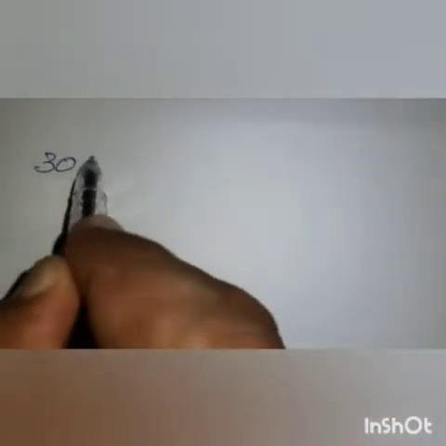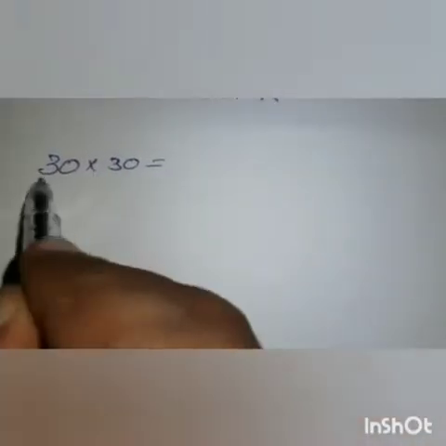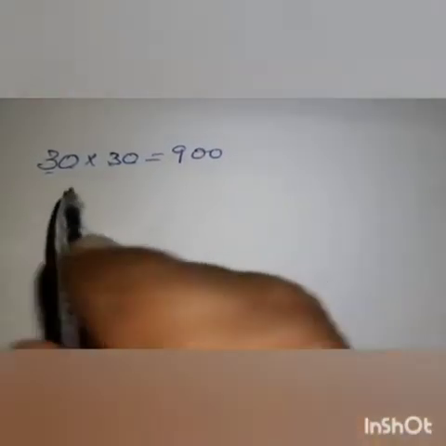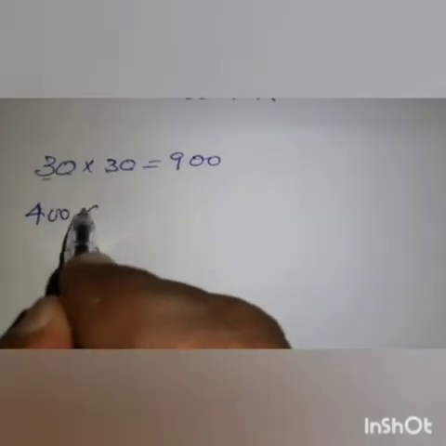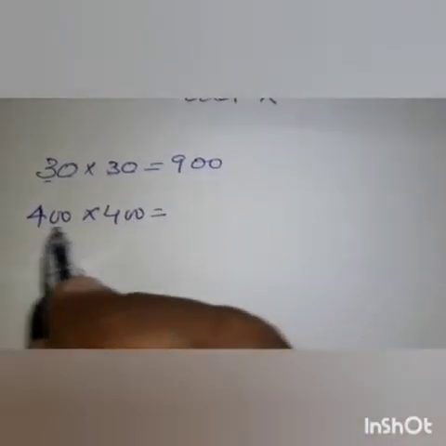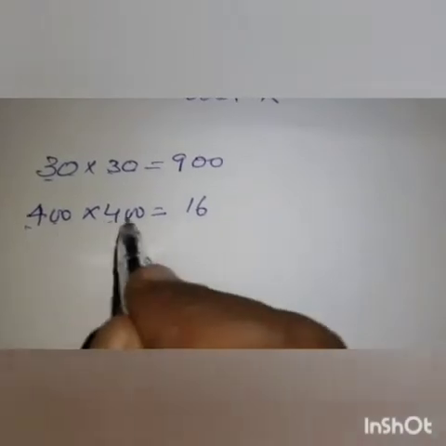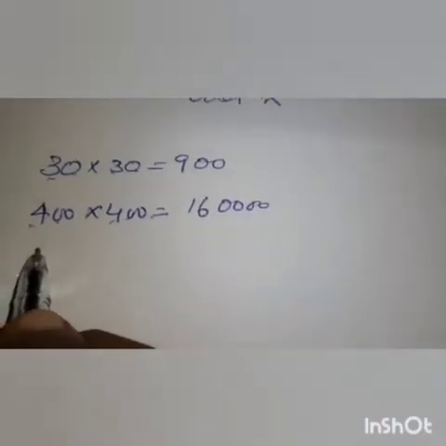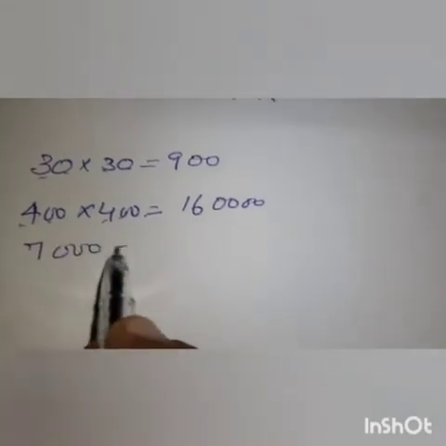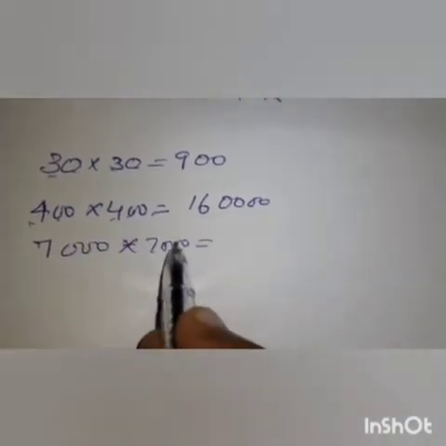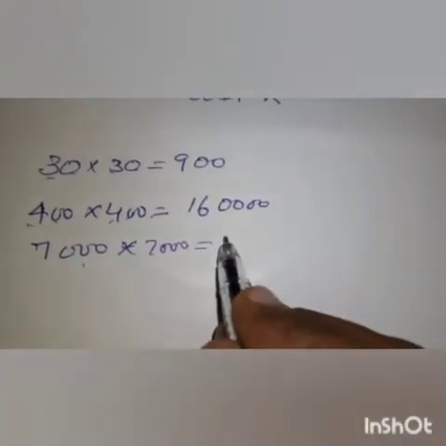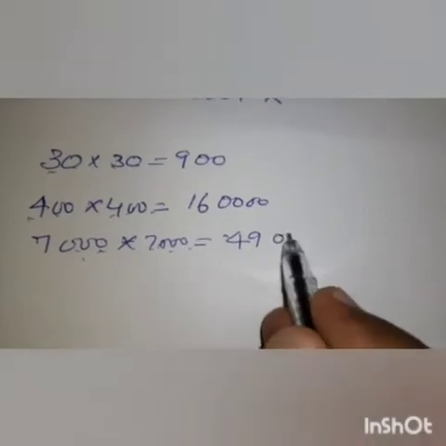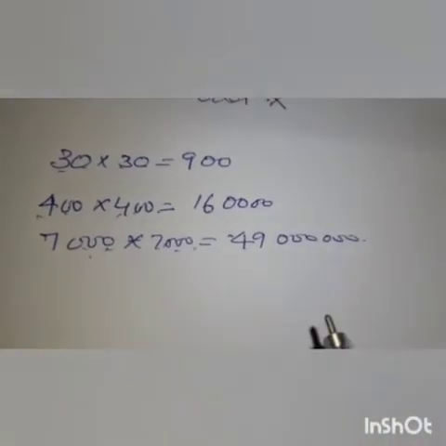Next, the square of 30. So 30 into 30: 3 into 3 is 9, and the zeros should be doubled. Then what about 400? 400 into 400: 4 into 4 is 16. Here, how many zeros? 4 zeros. Then 7,000 into 7,000. The square of 7,000 is 7 into 7, 49. Then how many zeros? 6 zeros.